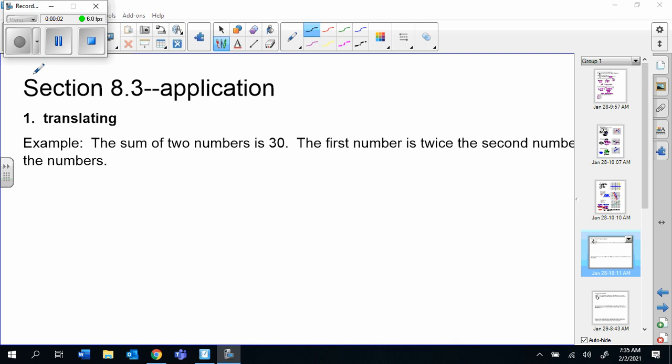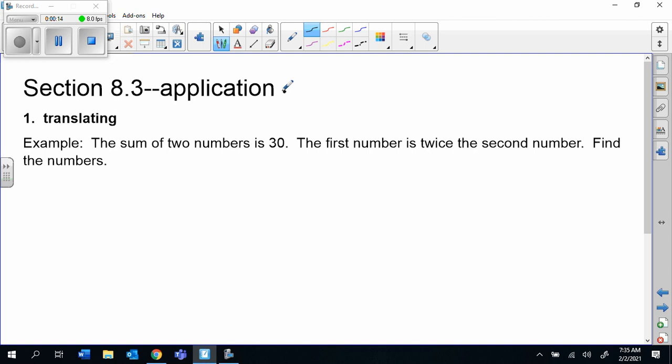Welcome to 8.3. This lesson is all of the fun application problems that you can do. I don't know if fun is the right word to use in this setting, but it's some of the different types of application problems that you can use with systems of equations. The text actually has a couple more types of problems than what I have chosen to teach you. We're going to skip some of the rate problems and really focus on the mixture problems and some money problems and things like that.